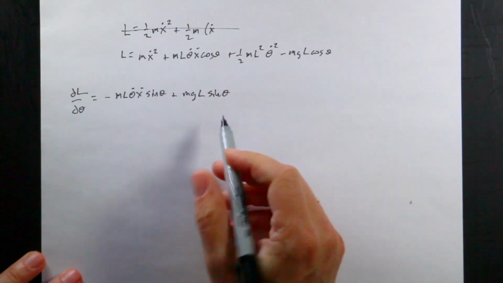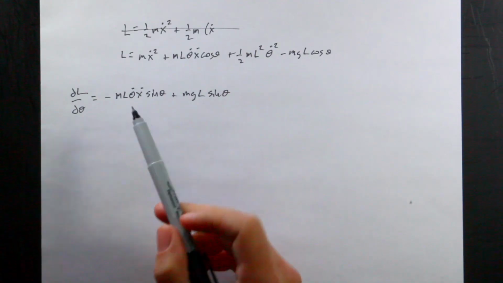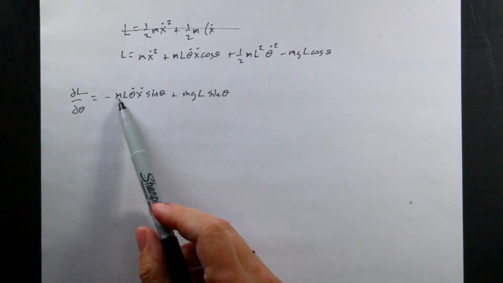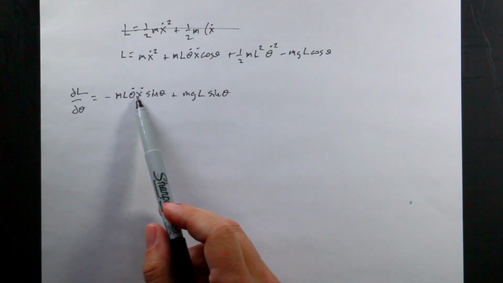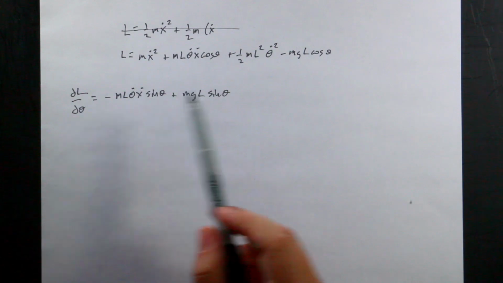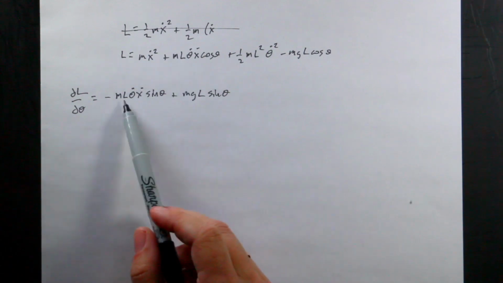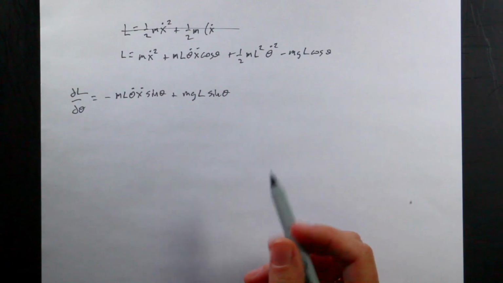sine theta. Now let's just double check, because all these should have the same units. So this is, they both have mass. This is theta dot is radians per second times meters per second. So this is meters per second squared. And that's meters per second squared, and then I have the L. So they do have the same units.